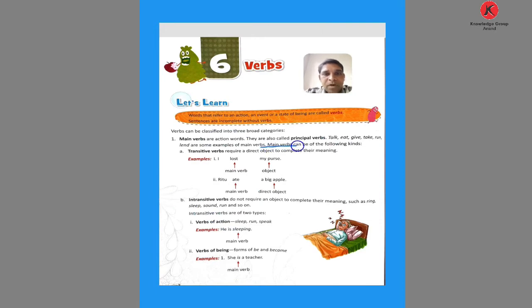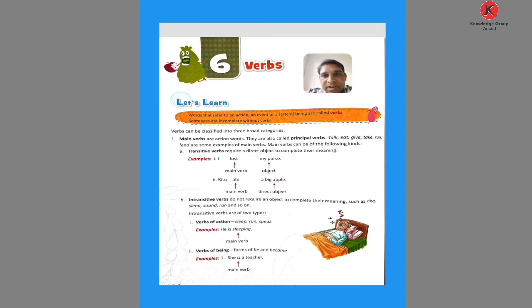Main verbs can be of the following kinds. These main verbs: talk, eat, give, take, sit, sing, drink, dig. These are main verbs and can be classified into the following kinds: A. Transitive verbs and B. Intransitive verbs. Now, what are transitive and intransitive verbs?